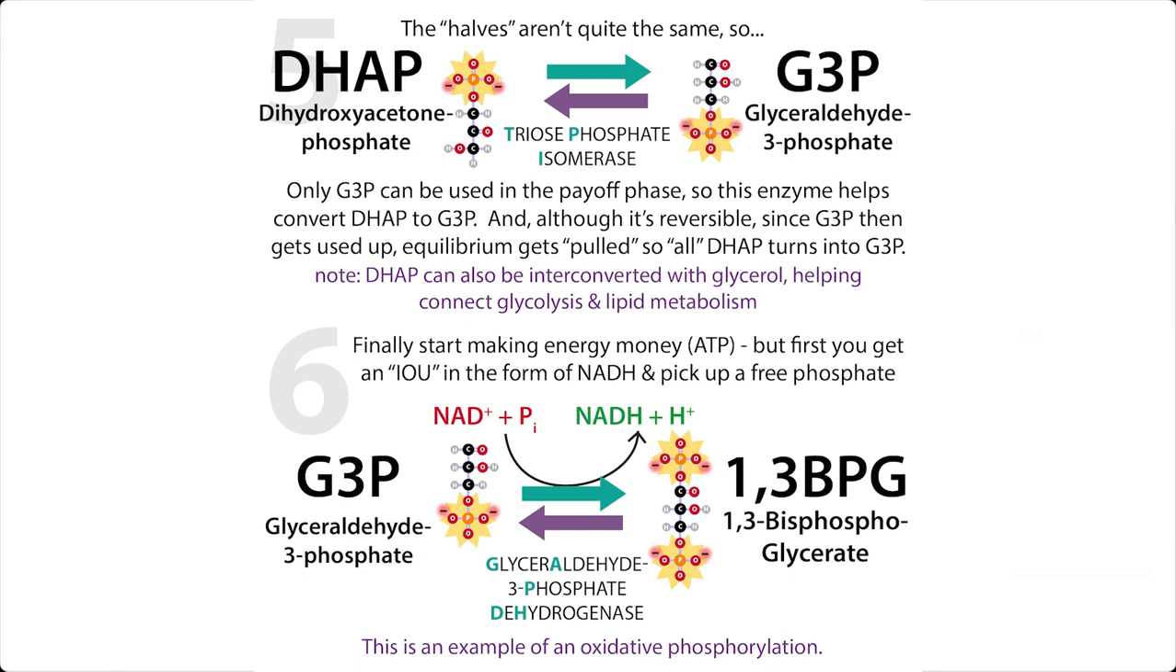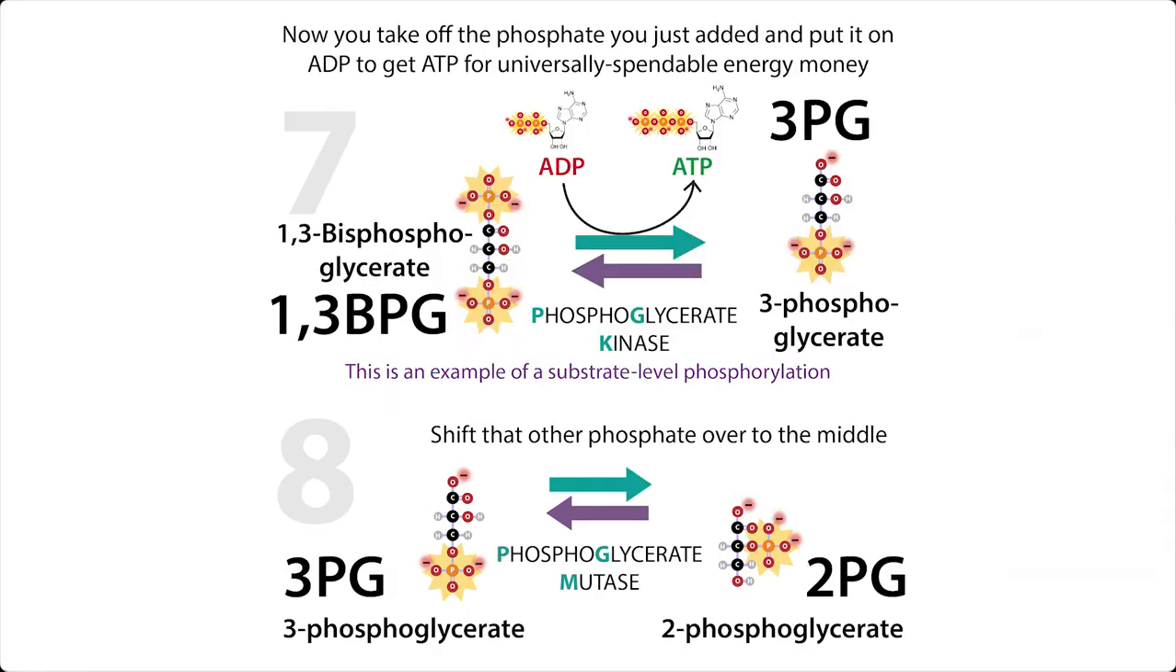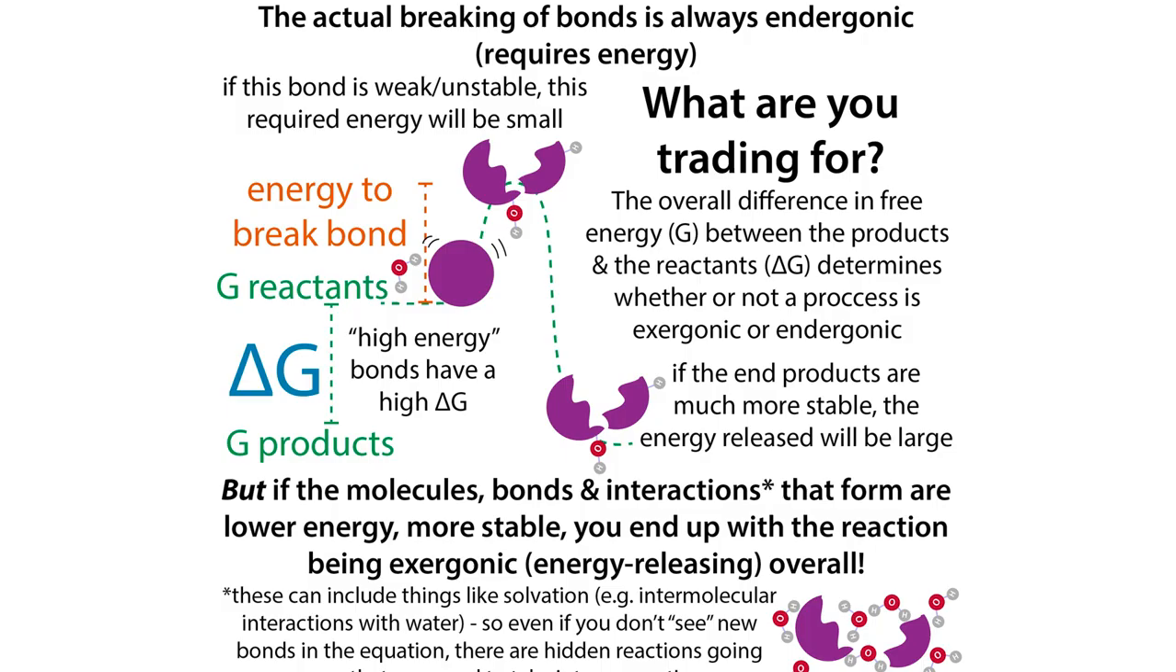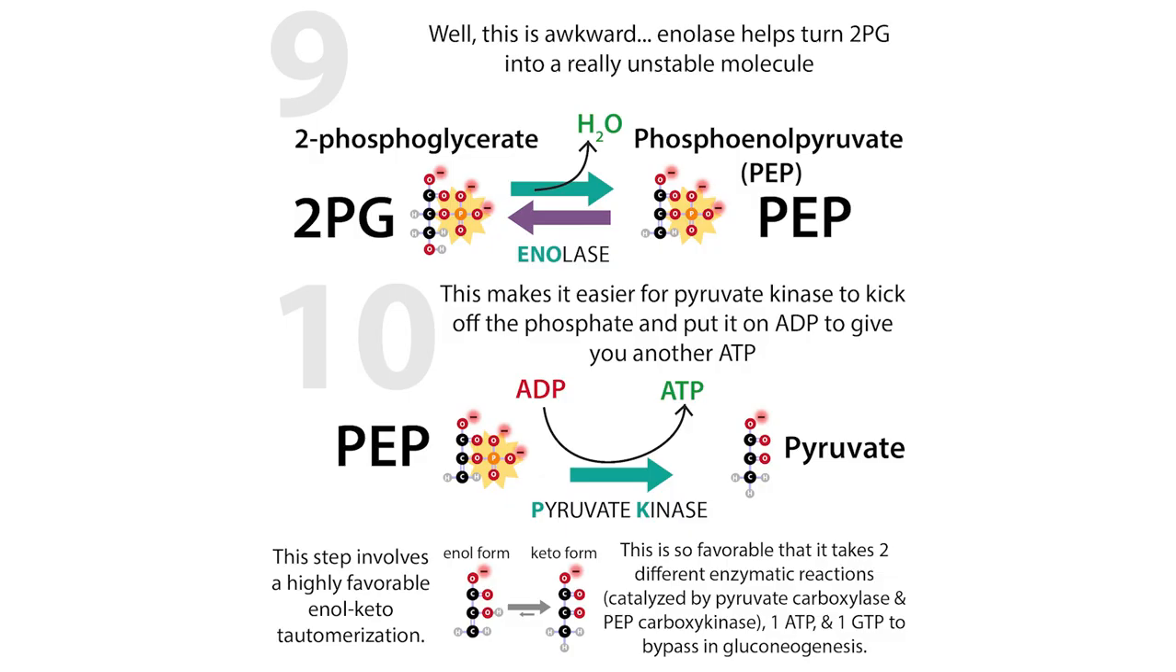You end up with this molecule, 1,3-bisphosphoglycerate, and this is going to be one of those kind of high energy bonds. Remember, it's not the breaking of the bond that's going to be energetically favorable, but it's kind of what you get in return. So what you get in return is a lot of energy that you can use to power the production of your ATP. This leaves you with 3-phosphoglycerate. Phosphoglycerate mutase is going to interconvert that into 2-phosphoglycerate. That 2-phosphoglycerate is now perfectly poised for the enolase step.